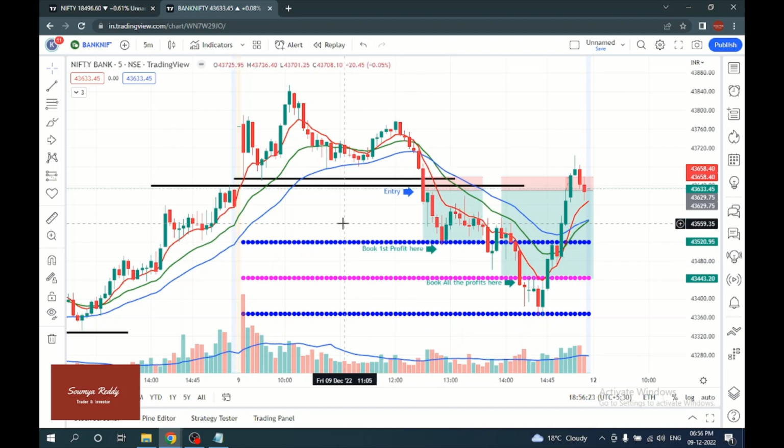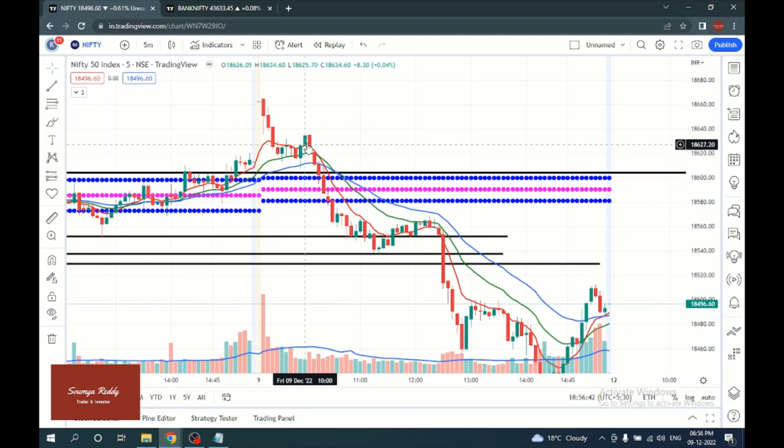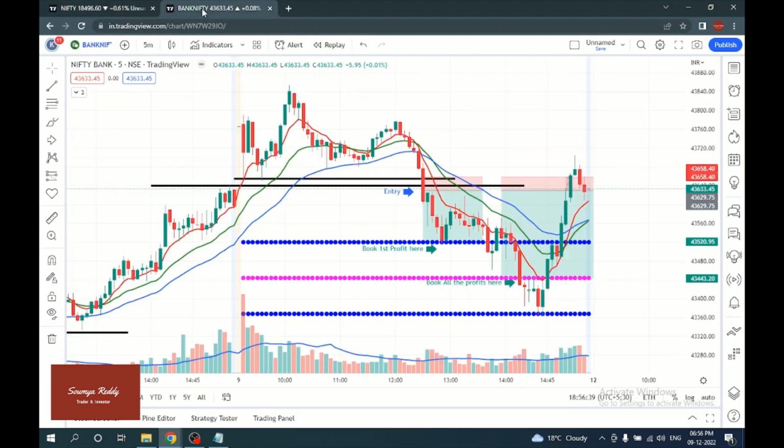Now, let's see where is our entry and exit. Where should we ideally make a good entry? Should we take a breakout trade here? No, we should not take a breakout trade here because Nifty is not supporting it. Nifty is very weak. This would not give us a good trade. It's a very, very risky trade unless Nifty supports. Less likely Bank Nifty makes a big move.